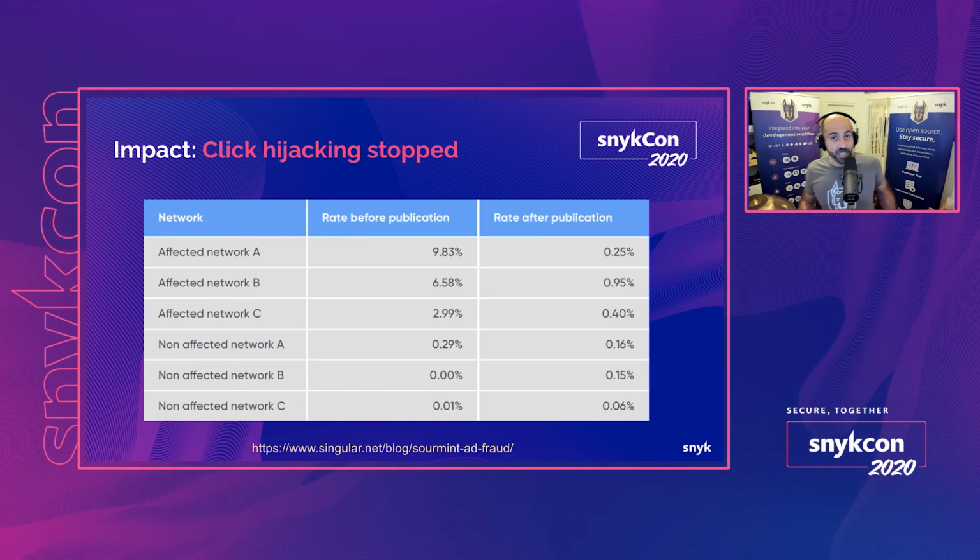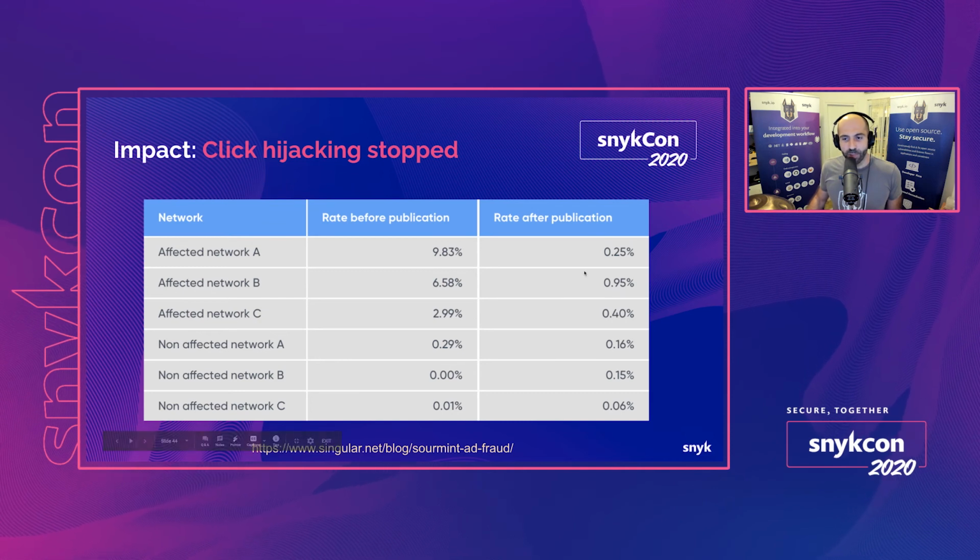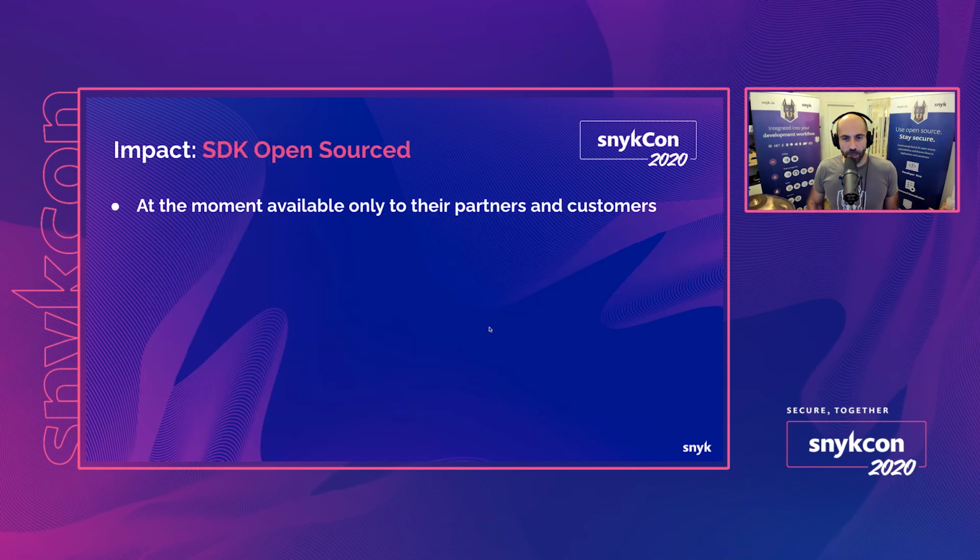Second thing, the clickjacking, the advertisement attribution fraud stopped. So this is some data shared by Singular, an MMP, that shows before and after the publication. These are the rates of double clicks, fake clicks, two networks reporting on a click for the same campaign from the same app. These are the rates, and then right after the publication, it all went to less than 1%, right? So this is a huge impact.